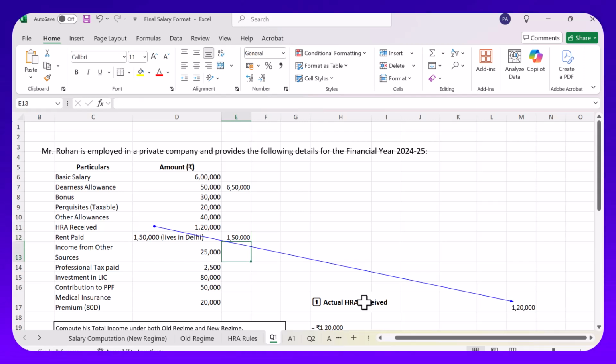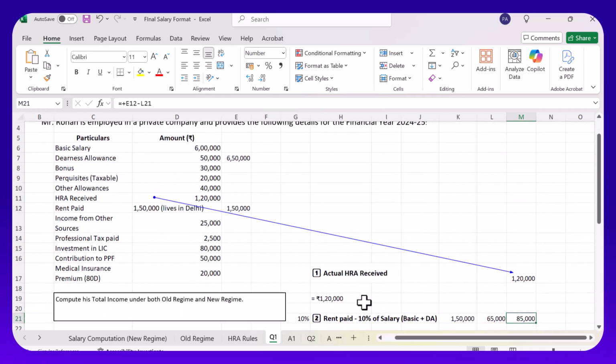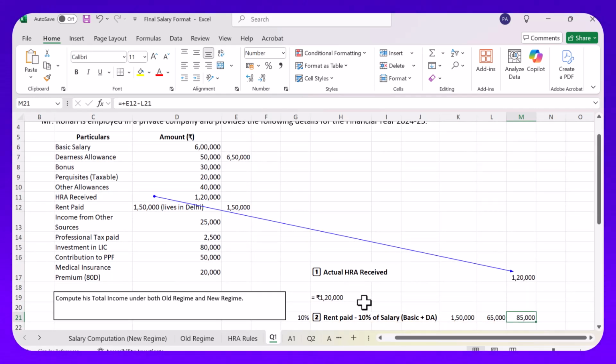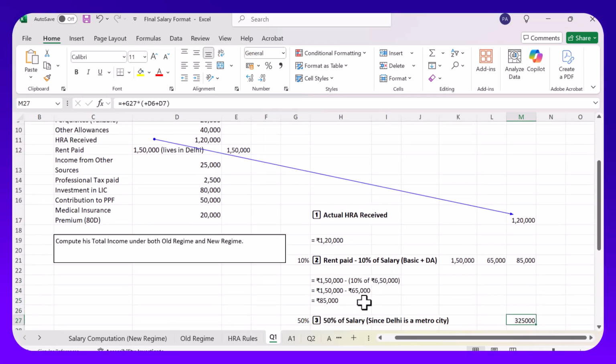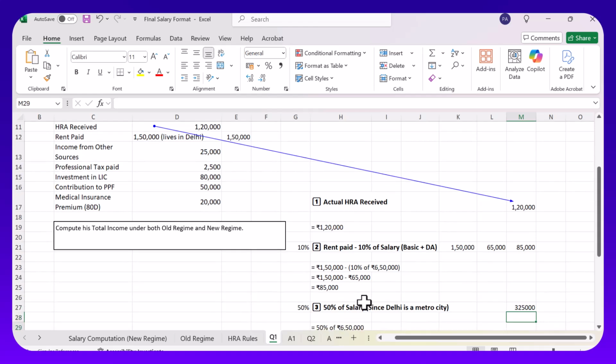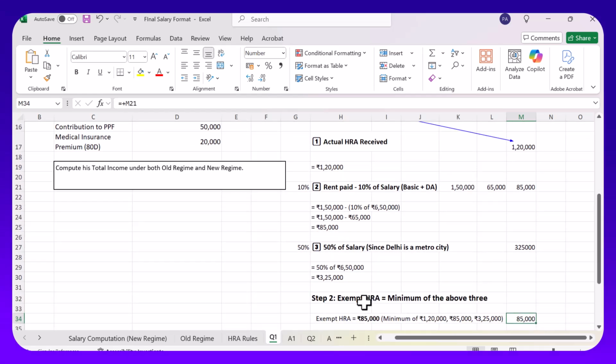The Income Tax Act says that it is the least of three numbers. First is whatever HRA you are receiving. The second is rent paid, which is 1,50,000, minus 10% of the salary, which is 6,50,000. 10% comes to 65,000, so 85,000 will be rent paid minus 10% of salary. And the third is 50% of the salary, which is 6,50,000 whole amount. 50% is 3,25,000. So the least is how much? 85,000. So out of all these three, the least is 85,000. That means this will be exempt.